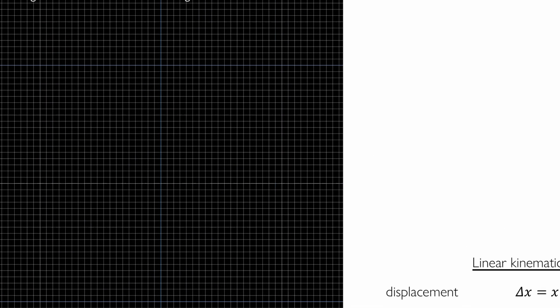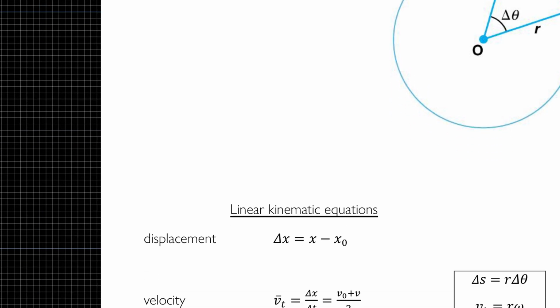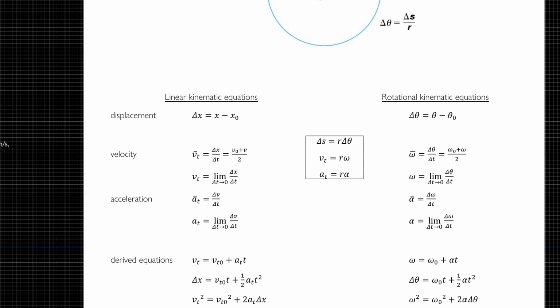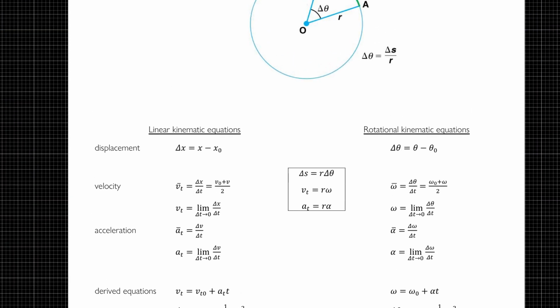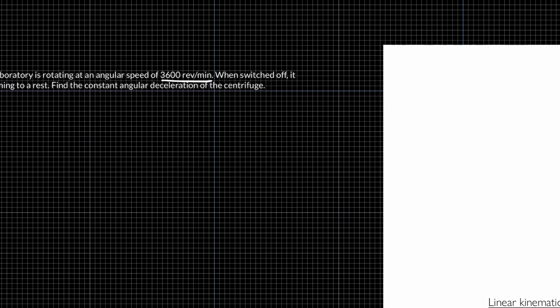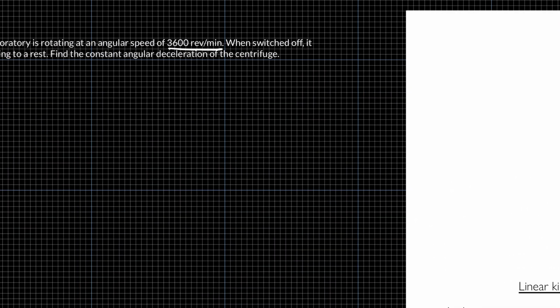Now, I want to remind you, you've got this sheet somewhere, at least I hope you do. You should probably even have it out, with all the variables and their names on it. So I just want to remind you real quick that what we've got here is the mapping between the linear and the angular. So displacement, linear looks like this, and angular looks like this.